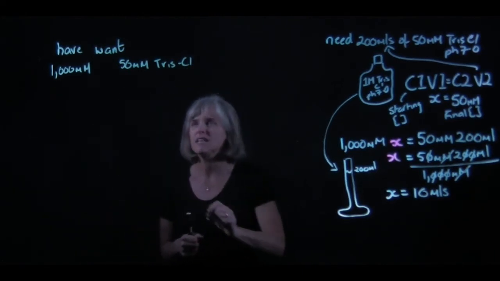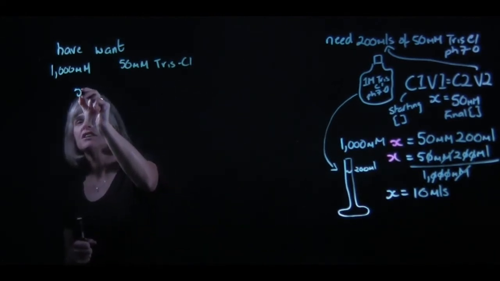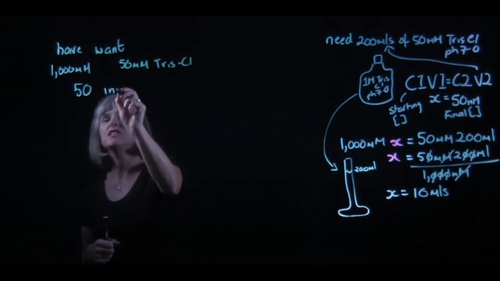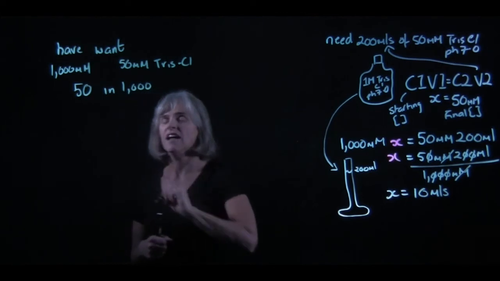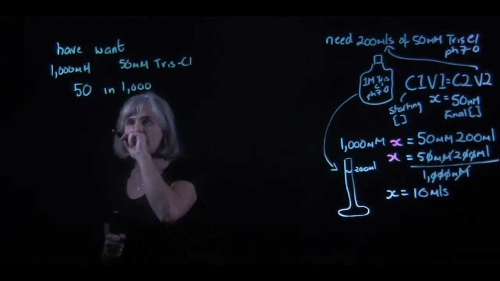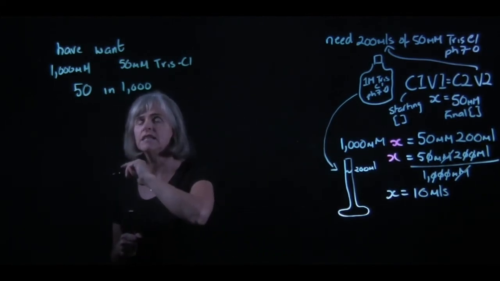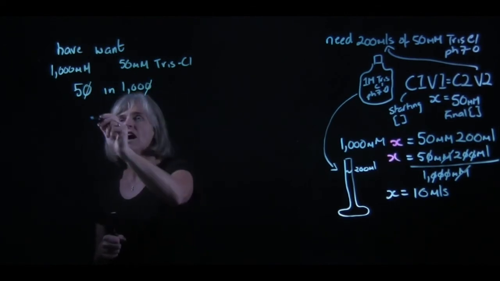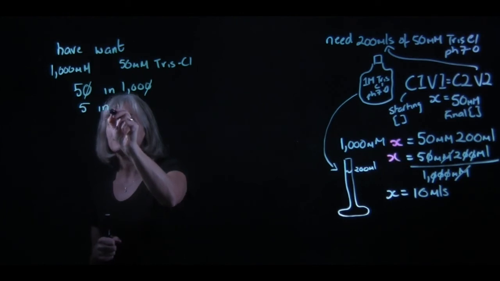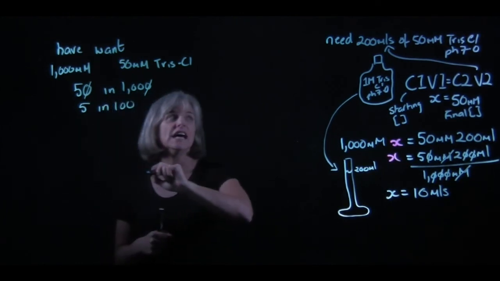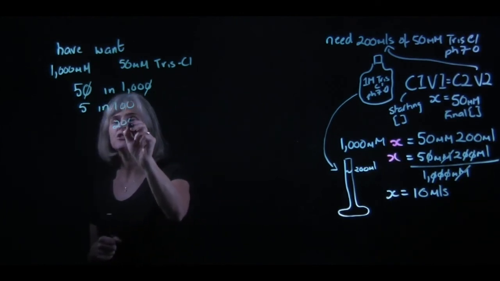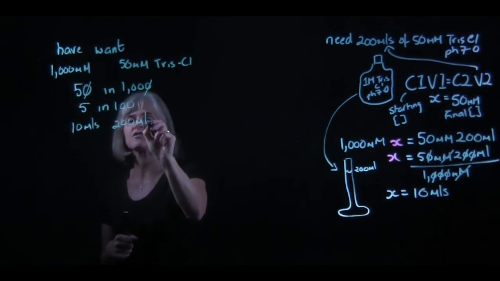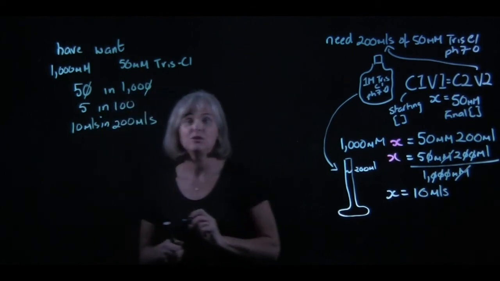So that tells me that the dilution factor, the factor by which I need to dilute this stock, is 50 in 1,000. And then I can quickly do some canceling here, and I might see that if it's 50 in 1,000, I would need to dilute by a factor of 5 in 100. And I can quickly see then that in 200, I would need 10 milliliters. So that's a quick way you can think about them.